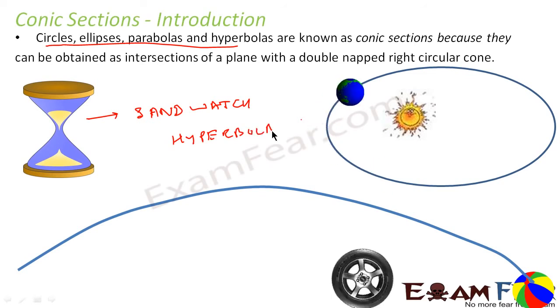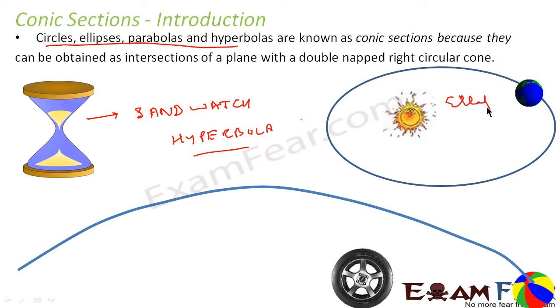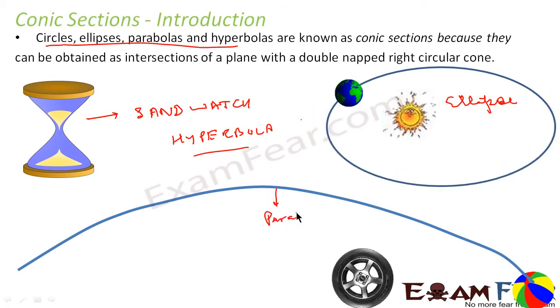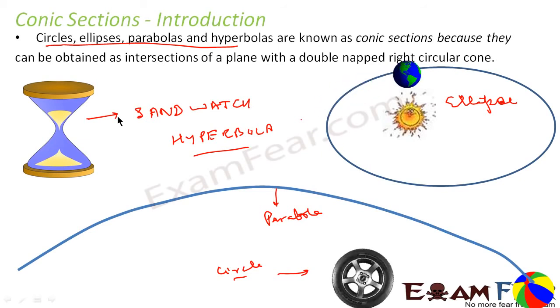Example of hyperbola. This is our earth and this is the example of ellipse because this path is an elliptical path. This is parabola and this is an example of circle. Thus we see the real life examples of circle, ellipse, parabolas and hyperbolas, and all these are called conic sections.